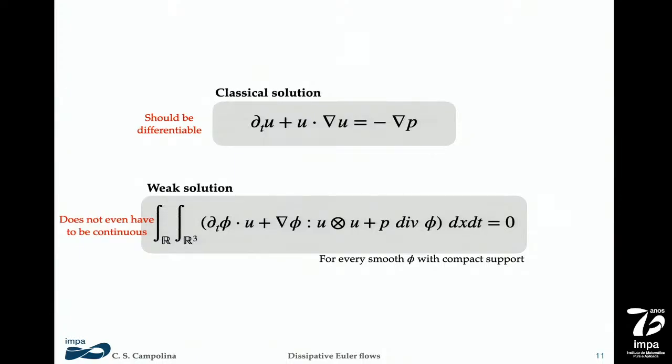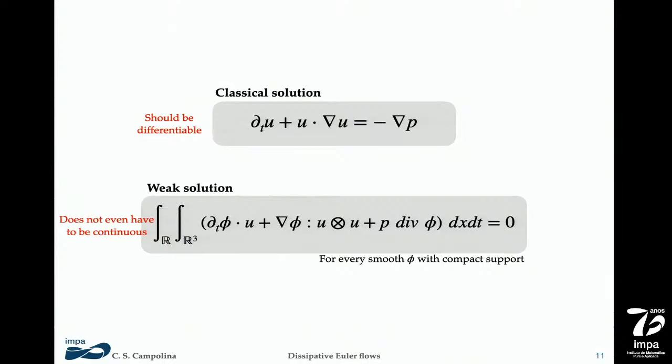But there are no derivatives in the fields. So this expression makes sense for functions which are way less regular. They can be, for example, not even continuous. They can be, for example, L infinity measurable functions. So this is the formulation we have to give sense to low regularity solutions of the Euler equations. They are called weak solutions. And from now on, we are going to talk only about weak solutions.